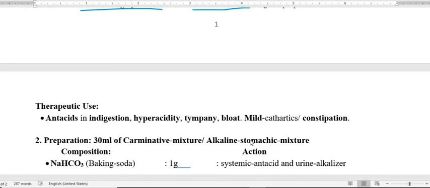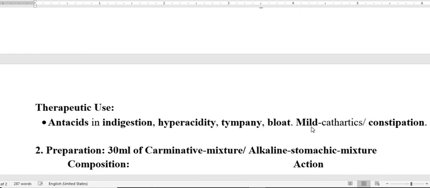So what is the use of this Alba mixture? It is used for the treatment of mild constipation. Also, because components like magnesium carbonate and magnesium sulfate are antacids, we use it as an antacid in digestion, that is, in hyperacidity. And if there is acidity along with tympanitis and bloat, then you have to use this Alba mixture, because the component peppermint oil acts as a carminative and antiflatulent.